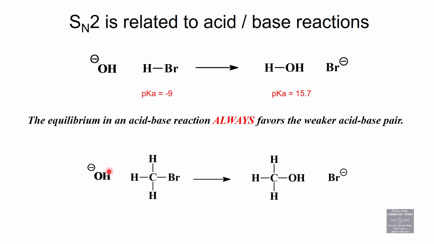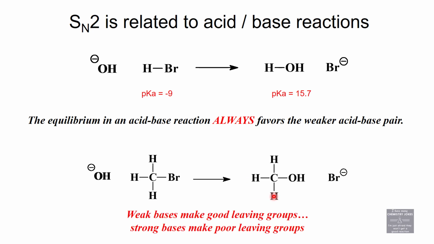So hydroxide, conjugate acid water, versus Br minus, conjugate acid HBr. HBr is a strong acid, therefore Br minus is a super weak base. Equilibrium favors the products side. What that translates to in a substitution reaction is weak bases are good leaving groups. Strong bases are terrible, horrible, no good, very bad leaving groups.